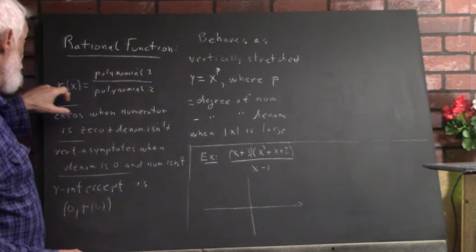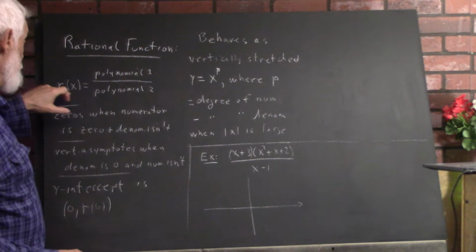On the other side, well, it's got to be positive over here. It can't go through the x-axis because there are no zeros over here. If it went through the x-axis, you'd have to have something in the numerator that made it 0 at that point, and that's not going to happen. The only place the numerator can be 0 is when x equals -3.